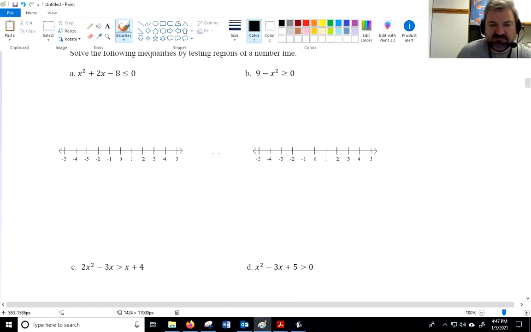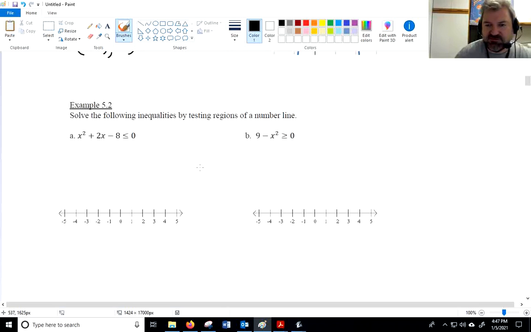All right, let's solve the following inequalities by testing regions on a number line. All right, I've got x squared plus 2x minus 8. So we're going to try and do this without doing the whole graph. So first I'll factor x and x, and I'm going to put plus 4 and minus 2. Now you can see that the zeros of this must be negative 4 and positive 2. That's when this expression equals 0.